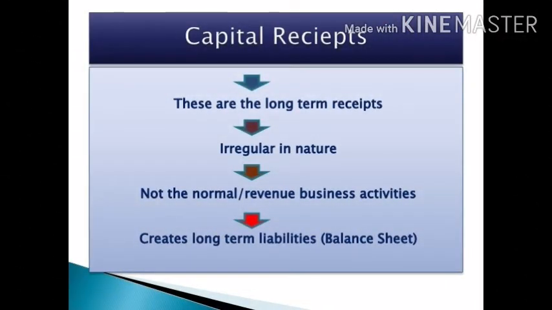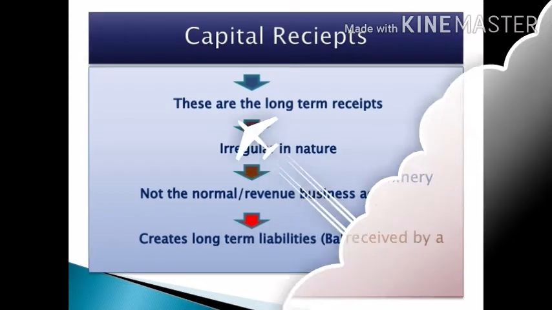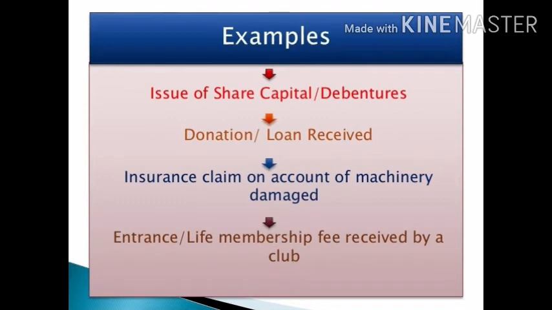Next, I move on to capital receipts. These are long-term receipts. They are irregular in nature, not from the normal revenue business activities, and create long-term liabilities. Examples: issue of share capital and debentures, donation or loan received, insurance claim on account of machinery damaged, and entrance or life membership fee received by a club.